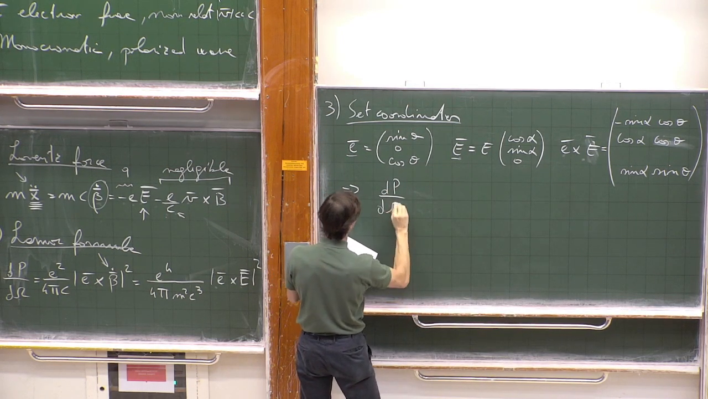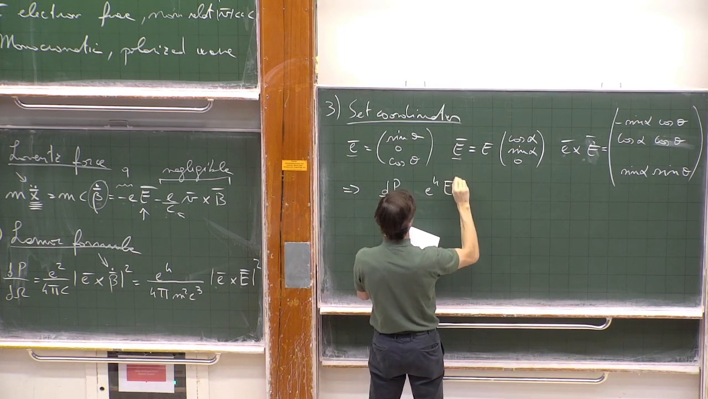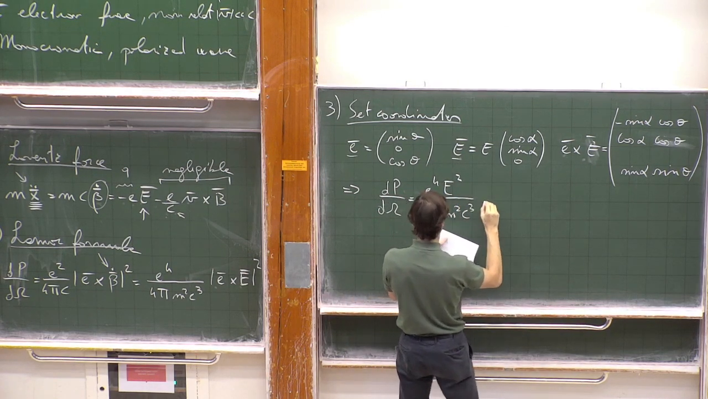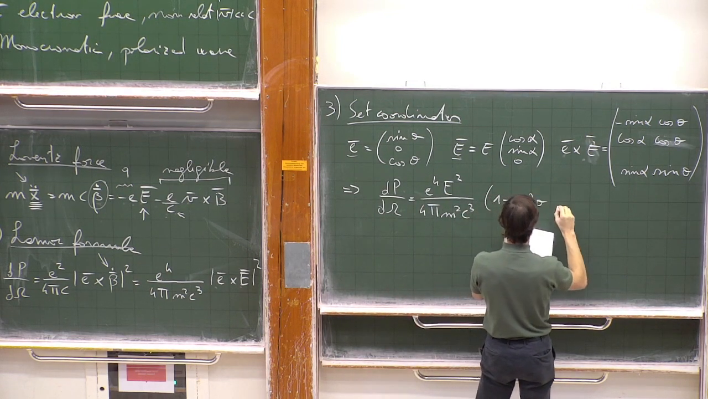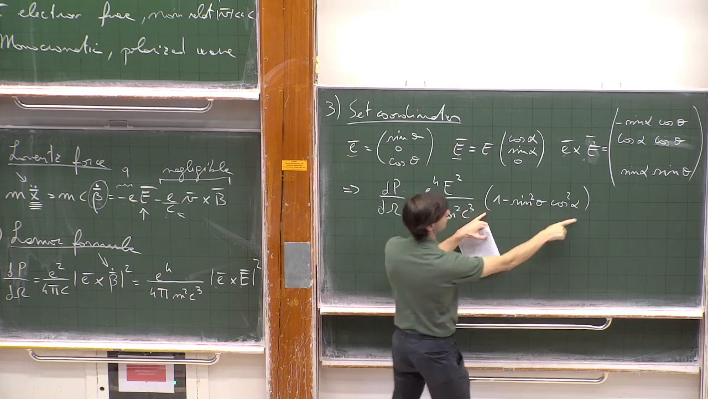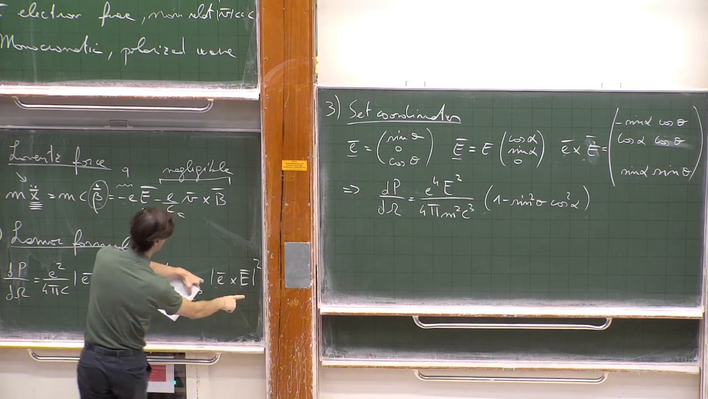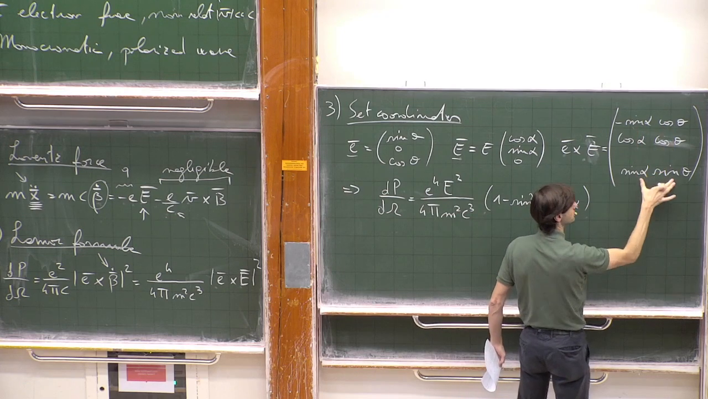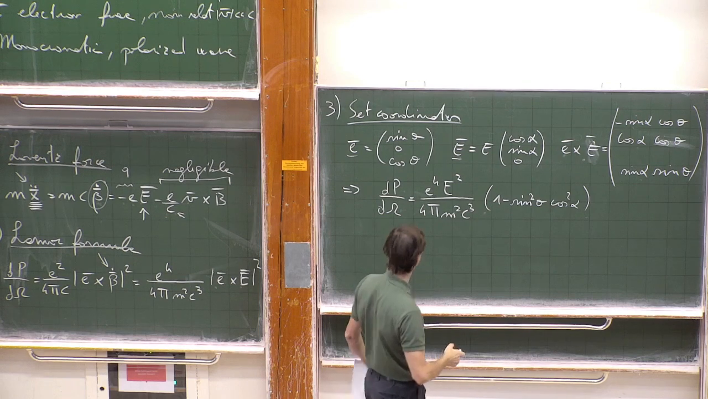If we now plug our cross product into our expression here, what we get is the more explicit version of this equation, which is the emitted power per unit of angle equal to e to the power of 4, E squared, over 4 pi m squared c to the power of 3, times 1 minus sine squared of theta, cosine squared of alpha. This is coming just from computing the modulus squared of this vector. You have a modulus squared, so you just have to do the sum of the squares of these three terms, and that's what you get. Very simple step.